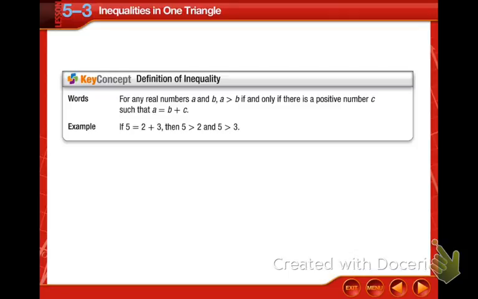So, now the vocab for today's work. The definition of inequalities. So, for real numbers a and b, a is greater than b if and only if there's a positive number c such that a is equal to b plus c. So, for example, if 5 is equal to 2 plus 3, then 5 is greater than both 2 and 3.